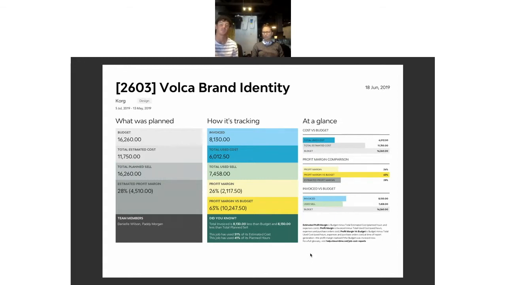That 41% of the planned hours is really useful. If you are looking at that profit margin figure, or why the profit margin and the profit margin versus the budget is so different, knowing that it's only because you're only 41% through the project itself is a great way to understand, okay, well, we've got a while to go. Let's not take these figures for gospel yet, but we like where we're at right now.